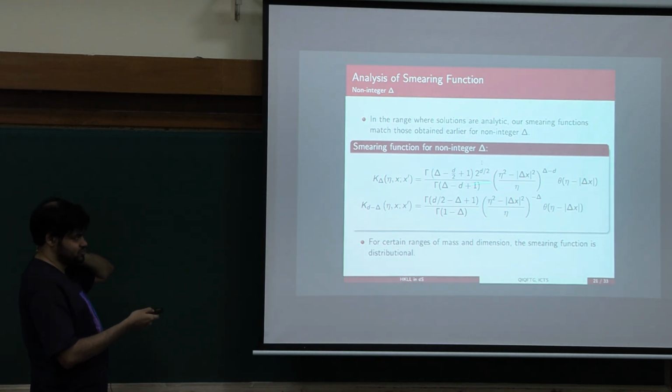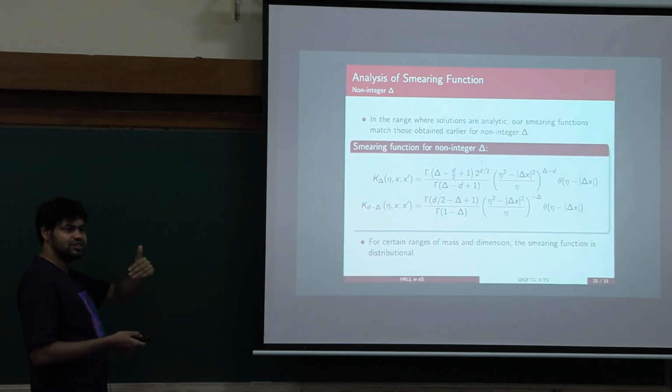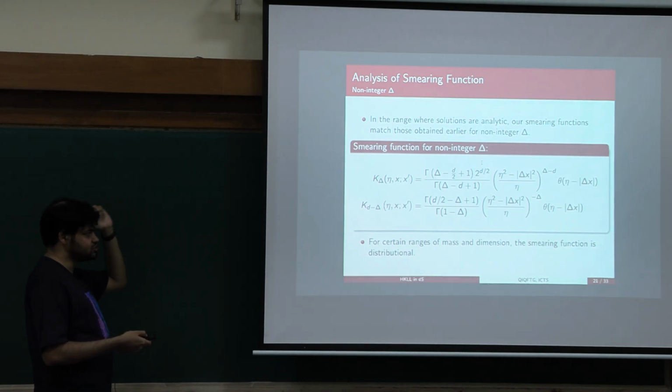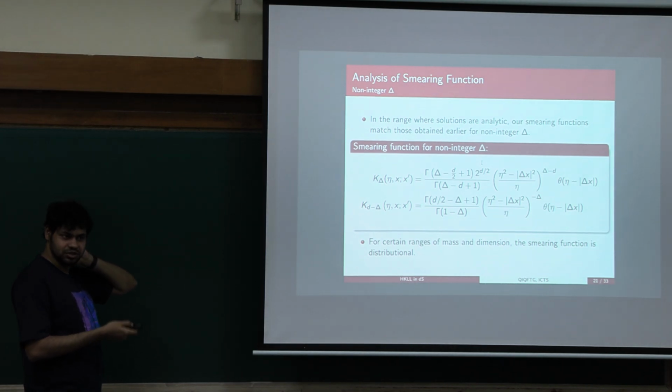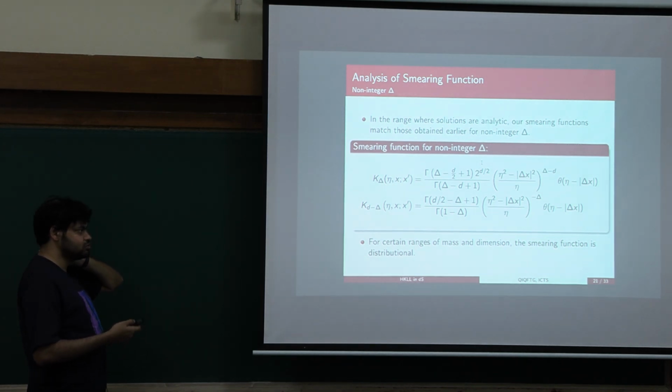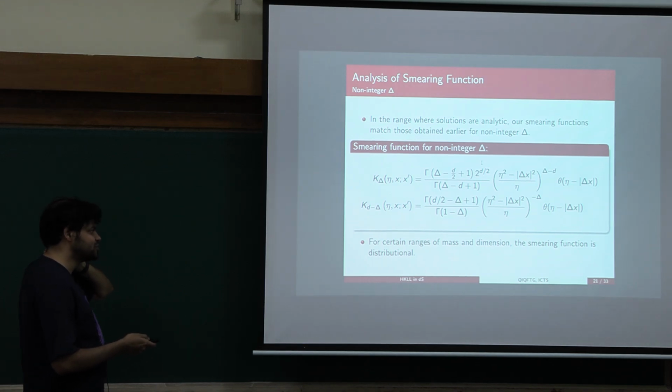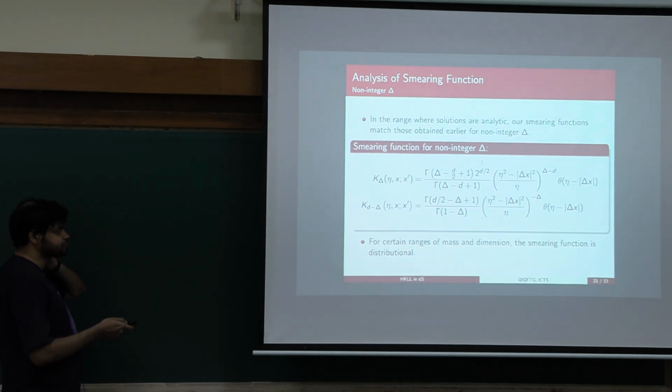So the same results that were obtained earlier, we get. But there are certain ranges of mass and dimension which you can see in the paper. You have to calculate separately for principal series, complementary series, and so on. Then the smearing function may be distributional. The good news is that in some cases there are distributional expressions available, although they are long and unwieldy, and I have not shown them here. There are some expressions which you can write, which can be interpreted in a distributional sense.